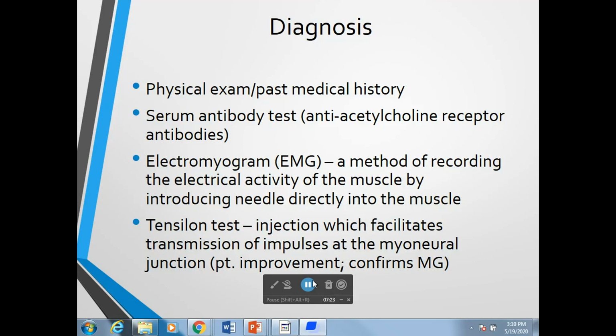They also can do what's called a tensilon test. Now, this is very interesting. It's a type of test that they can give a patient, and if they improve, like if they have longer ability to have muscle control, then that usually confirms myasthenia gravis. The tensilon test doesn't last. I can't tell you exactly why, but it's very short term. So the patient will have a big improvement for a short amount of time.